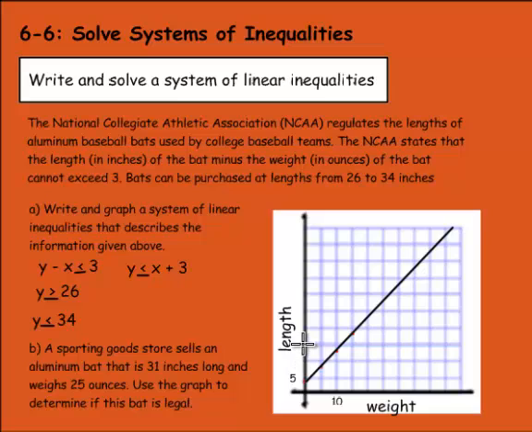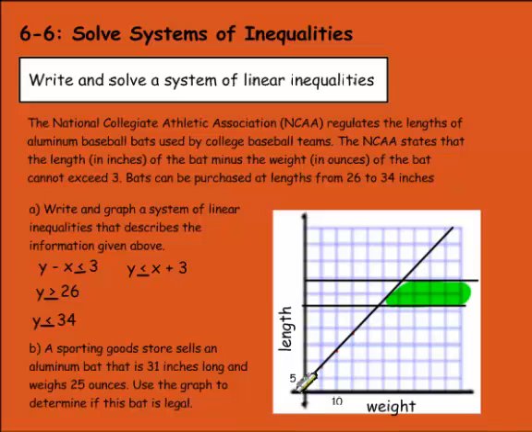So 5, 10, 15, 20, 25. Here's 26. So it must be at least that. And it could be no greater than 34. So 25, 30, 35. Here's 34. So that means if we're going to color this in, it has to be less than this line here. It has to be less than this line here, but above this line here.